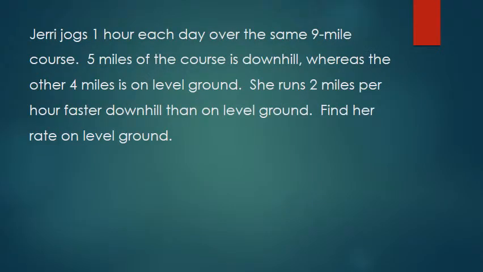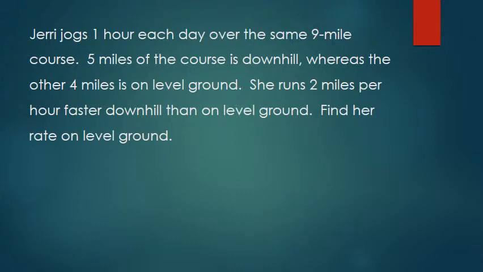Jerry jogs 1 hour each day over the same 9-mile course. 5 miles of the course is downhill, whereas the other 4 miles is on level ground. She runs 2 miles per hour faster downhill than on level ground. Find her rate on level ground.